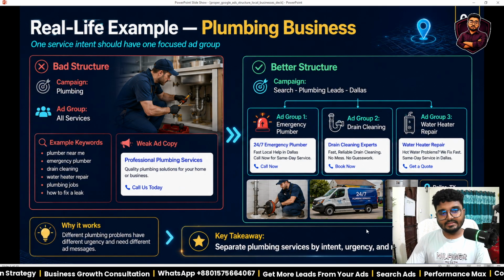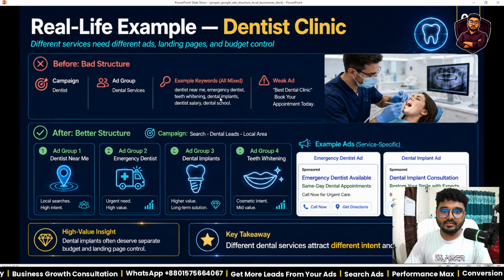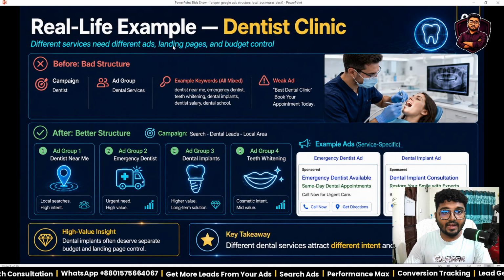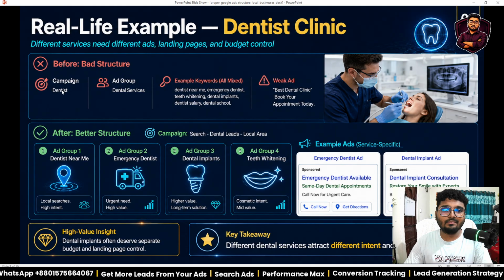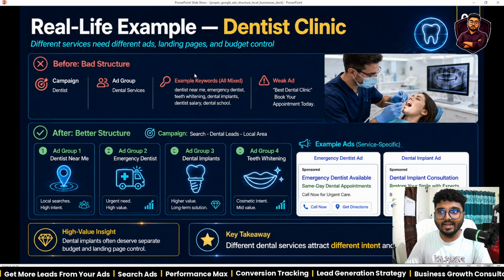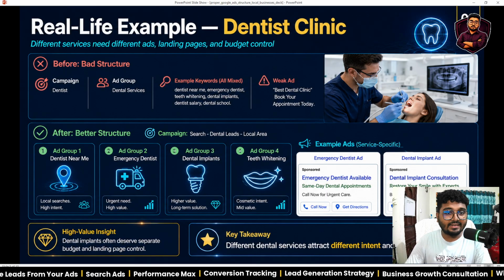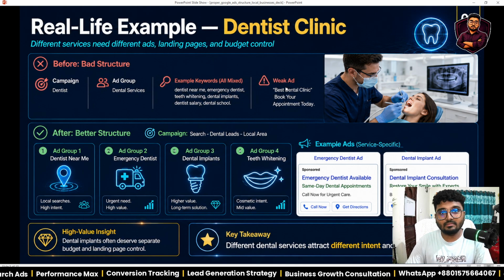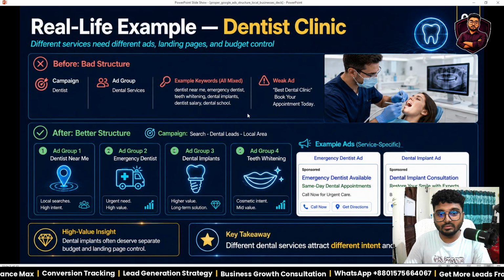So let's analyze another business, a dentist clinic, a real life example. Different services need different ads, landing pages, and budget control. Before, the bad structure: campaign name just "dentist," ad group "dental service." Example keywords, where I just mix up all the bad and good keywords: dentist near me, emergency dentist, teeth whitening, dental implants, dental salary, dental school, and the obviously weak ad, "Dental clinic, book your appointment today," etc.